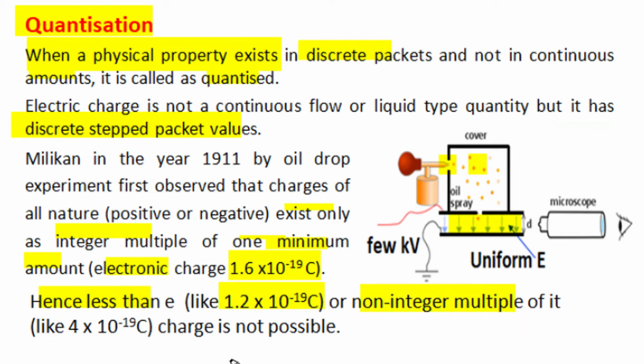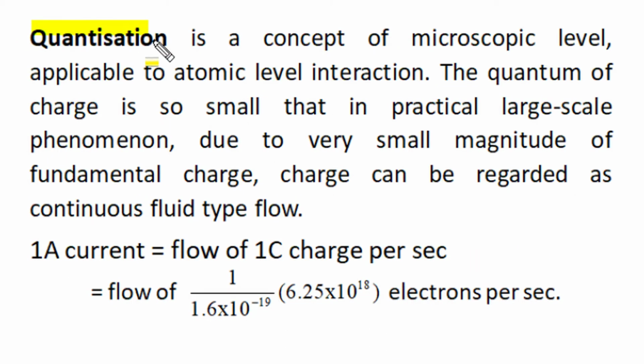So a non-integer multiple of electronic charge, like 4 × 10^-19 coulomb, is not possible. Quantization is a concept of the microscopic level, and it is applicable to very fine microatomic level interactions. In fact, the quantum of charge, the minimum amount of charge, is so small that practical large scale charge phenomena can be regarded as continuous fluid-like flow.